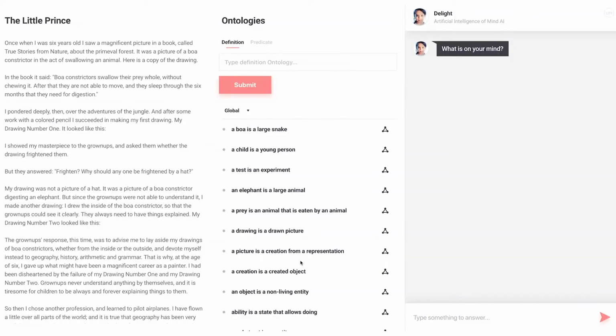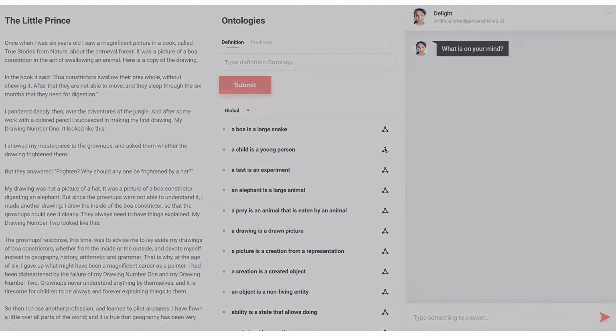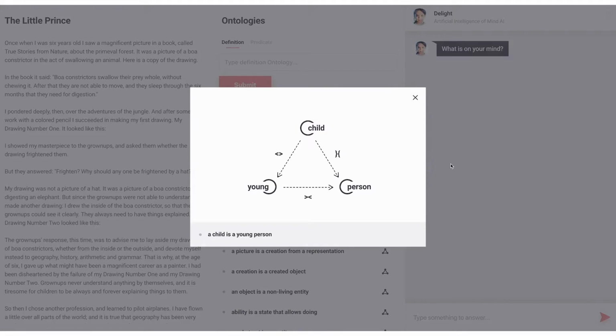So when we give this over to the community to be able to enter their own ontologies, they don't need to learn a markup language, some sort of programming language, to give us new information. They can just tell us what it is. So you can look and see the canonical structure. These are very simple structures for the definition ontologies. Like A is a B with C: boa is a large snake, or child is a young person. And these are the canonicals that are formed.